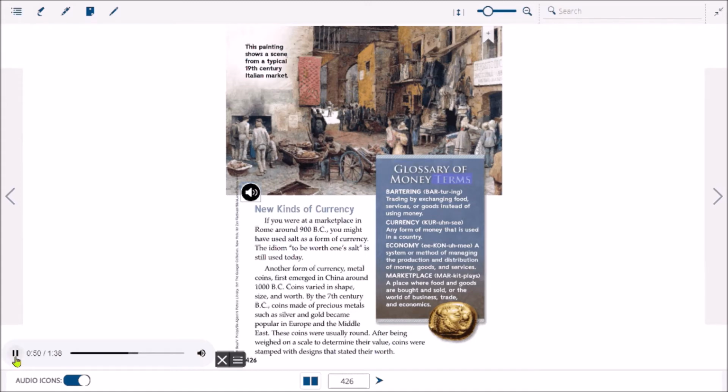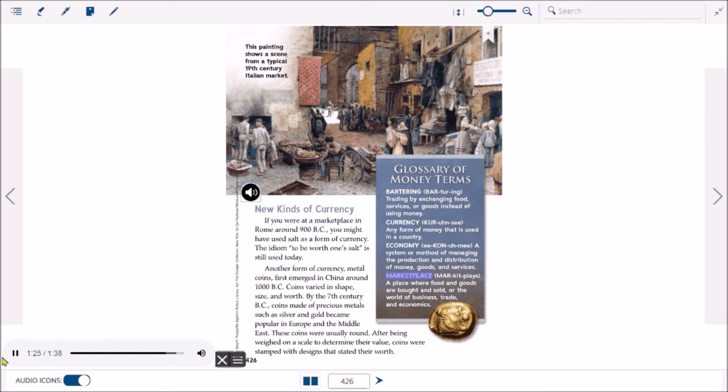Glossary of money terms. Bartering. Trading by exchanging food, services, or goods instead of using money. Currency. Any form of money that is used in a country. Economy. A system or method of managing the production and distribution of money, goods, and services.